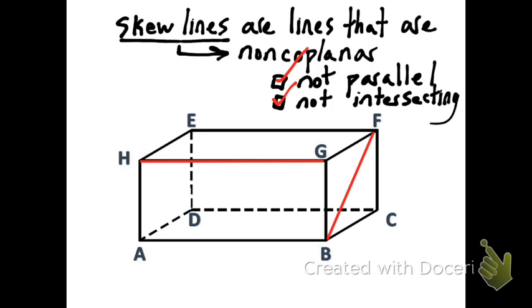And here's one more example for you. Line HG and line FB. And we can check off both of those boxes. We can say that they're not parallel and they are not intersecting. So therefore they are skew lines.